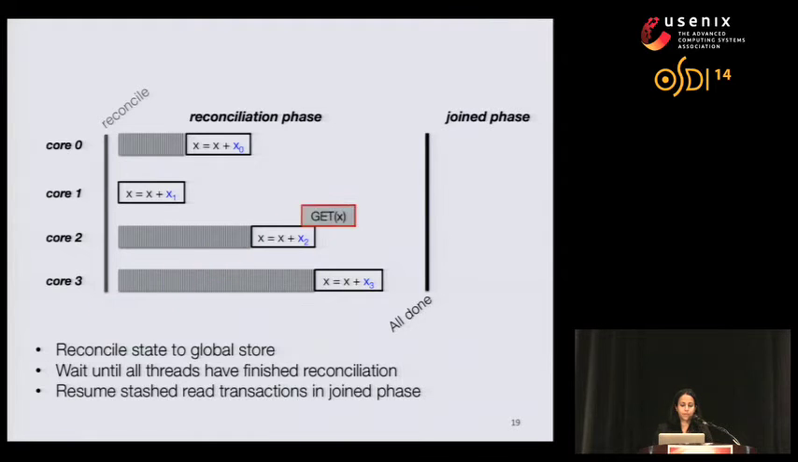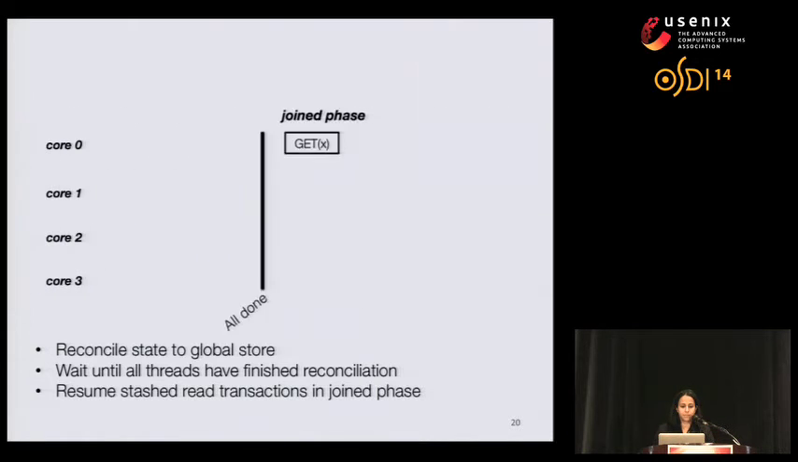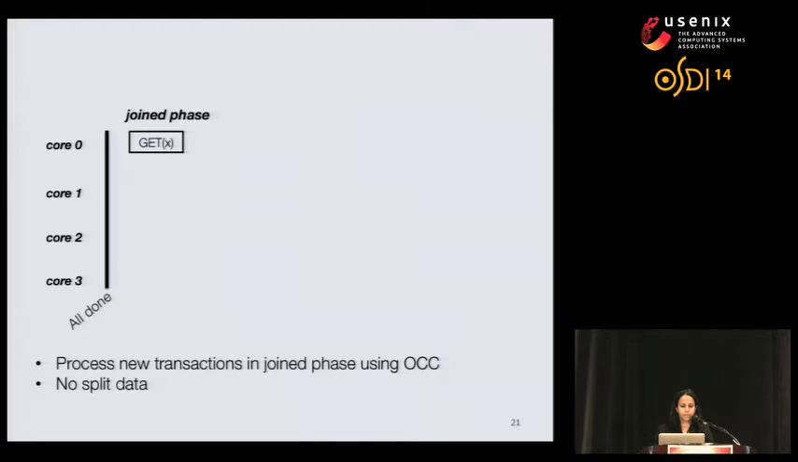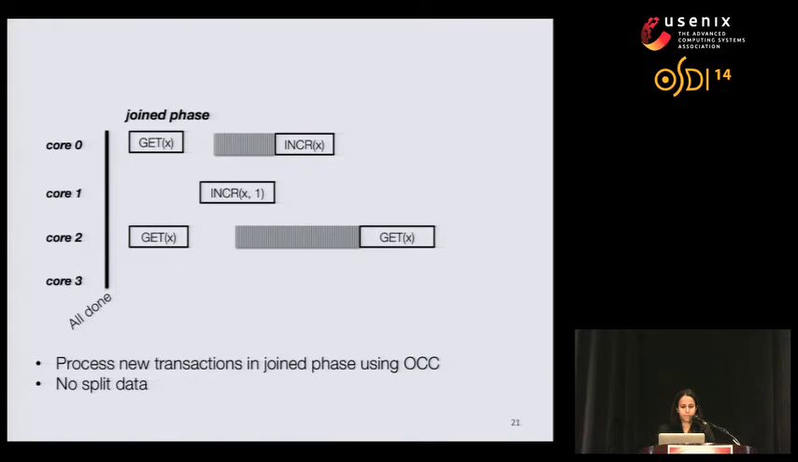Eventually, the reconciliation will finish, and then we're able to go back and resume the stashed transaction that wanted to read X. And this happens at the beginning of the next phase, the joined phase. Once we enter the joined phase, we can process new transactions using optimistic concurrency control. So in this phase, we have no notion of split data, which means that we can do arbitrary operations.